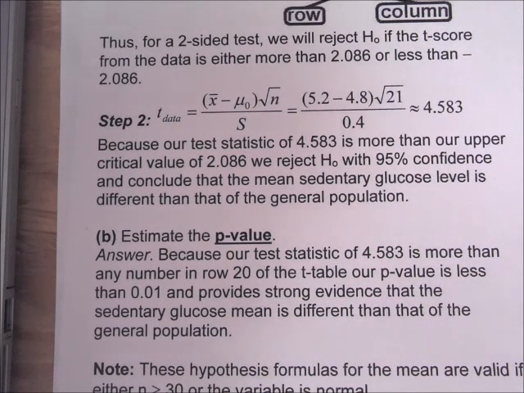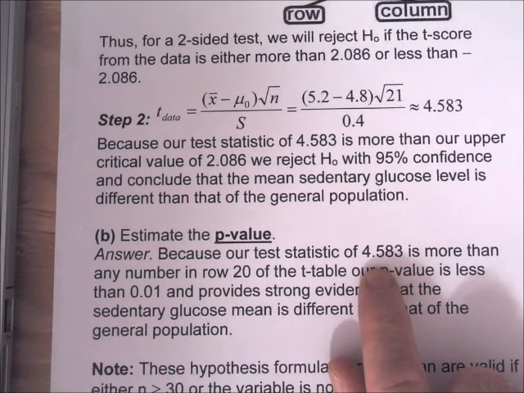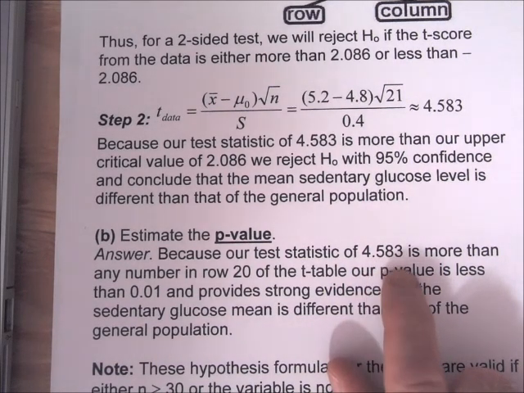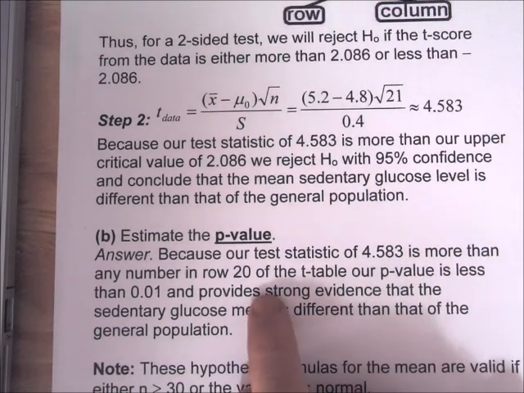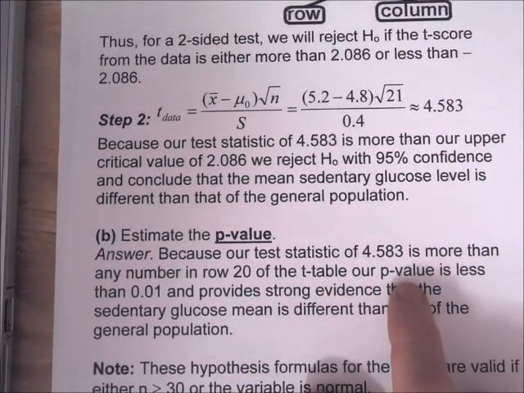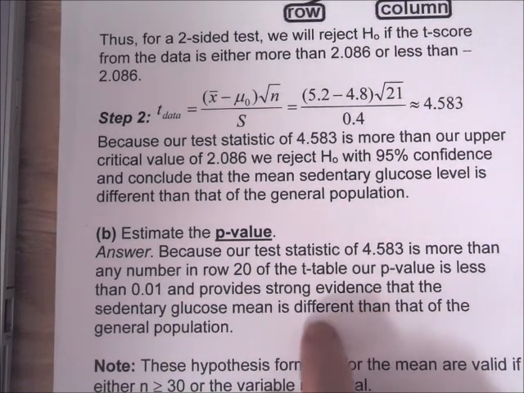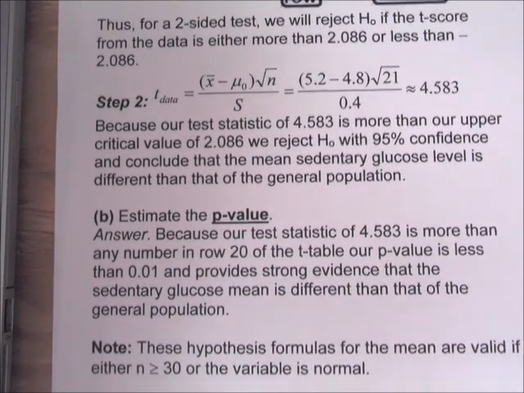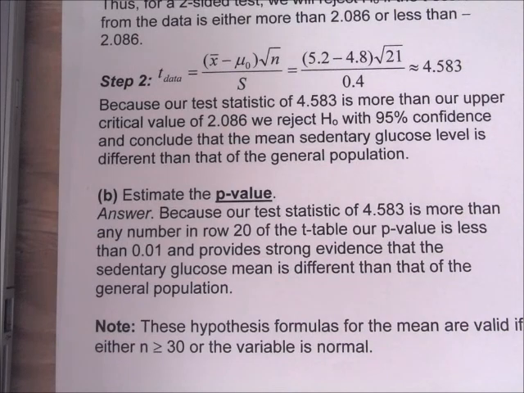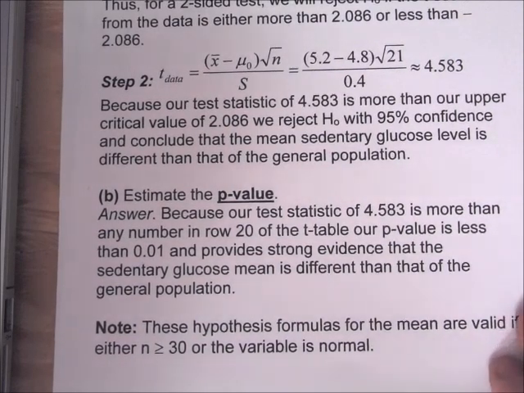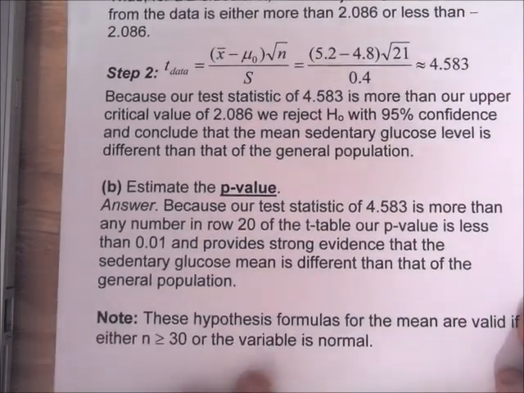The t-table is really not set up to give p-values, but our test statistic of 4.583 is more than any number in row 20 of the t-table, and because of that, our p-value has to be less than 0.01, which provides strong evidence that the sedentary glucose mean is different from that of the population mean. And these hypothesis test formulas for the mean are valid if either n is at least 30 or the variable is normal.